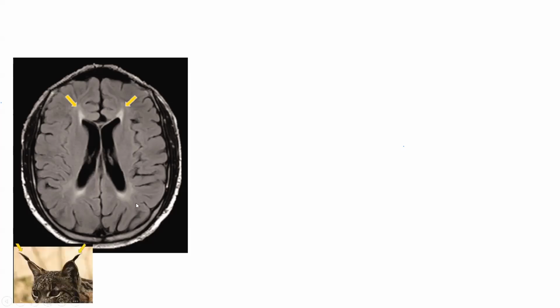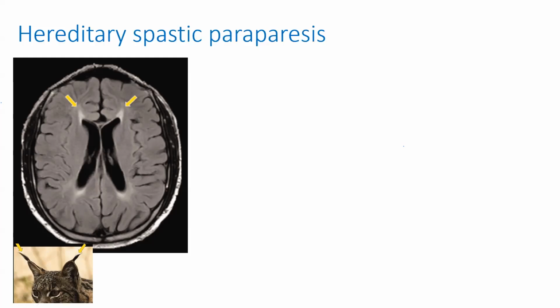So these ventricular margins will become a bit more wavy, a little bit more dilated, and you're not seeing that here. So despite this being reported as periventricular leukomalacia, this is what we call the ear of the lynx sign. Lynx is a form of cat, and you can see the cat's ears appear in this manner. And this is a very typical sign that we see in HSP, hereditary spastic paraparesis.